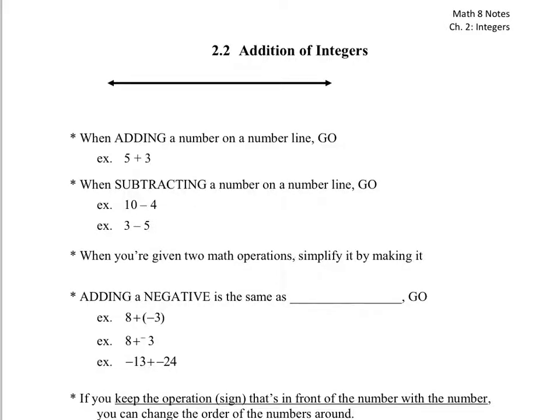Chapter 2, Section 2, addition of integers. So again, no fractions, no decimals. This stuff is going to hopefully be fairly easy for you getting into this. The only thing we're adding in is adding and subtracting negative numbers. So we're going to think about this on a number line.